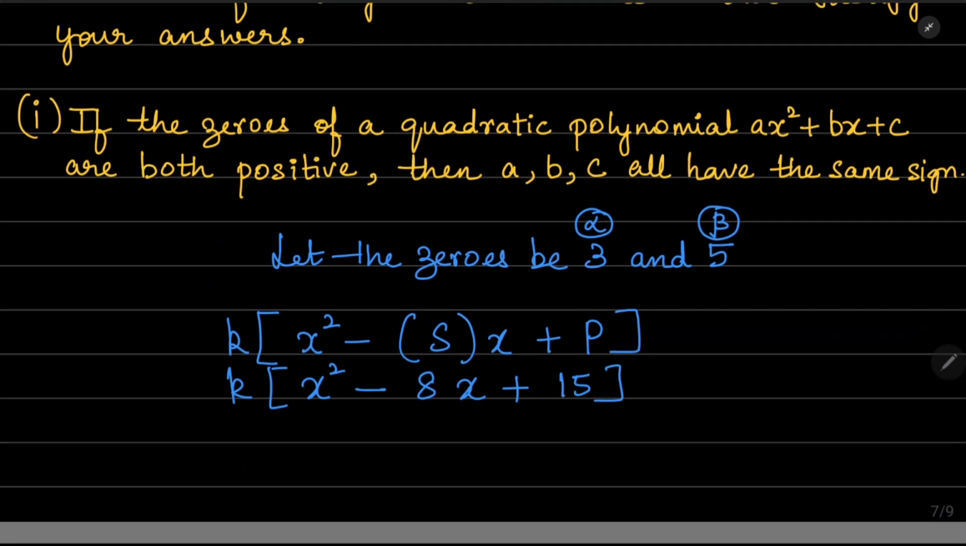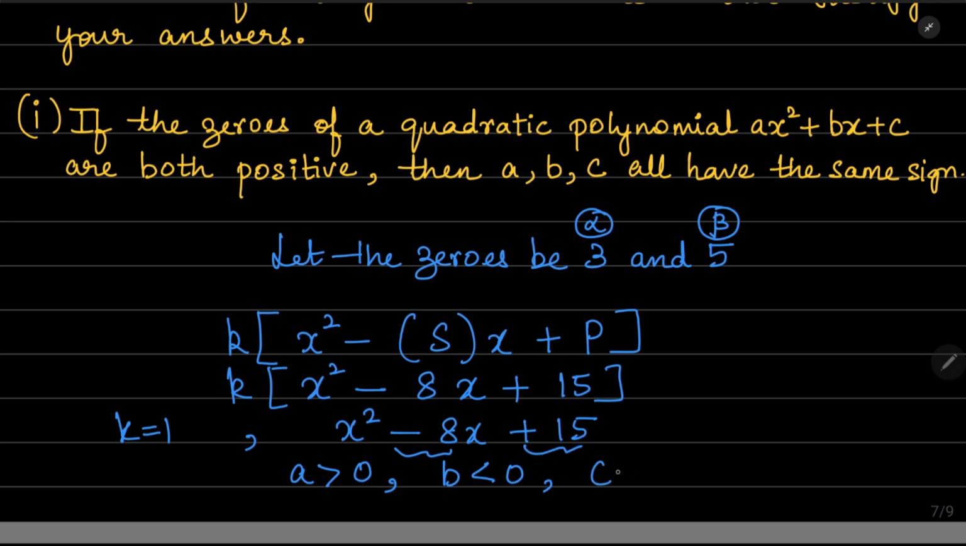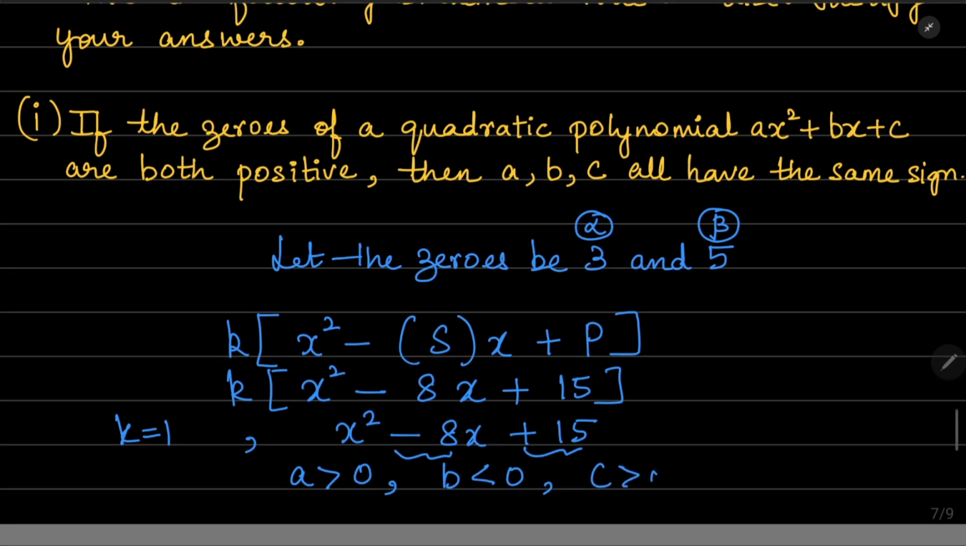So for k equal to 1, the quadratic polynomial is x square minus 8x plus 15. Here what is a? A is 1, which is greater than 0. What about b here? B is minus 8. So b is less than 0, or b is negative. And what about c? C is a positive value, so c is also greater than 0. However, all the 3, a, b and c, are not of the same sign. B is of a negative sign. A, b and c are not of the same sign.